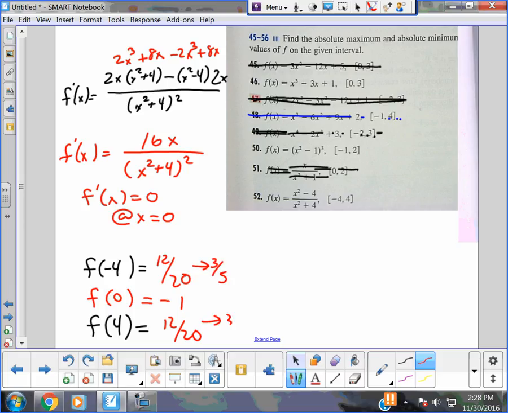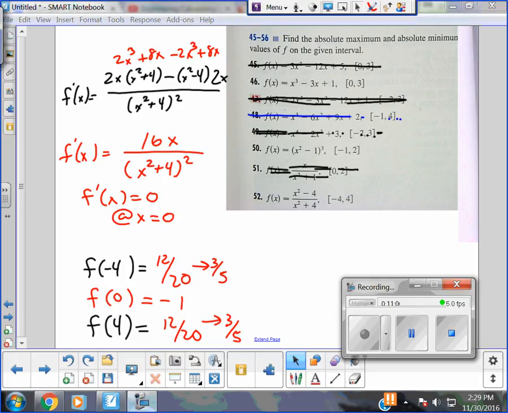So everybody, this is a really cool one, because what's the absolute minimum? -1 at 0. And what's the absolute maximum? 3/5 at 2 spots, at -4 and 4. But the absolute maximum is 3/5 because it can repeat. All right. So this takes practice, everybody, and it's integrating your derivatives and all your skills for critical points all at once.